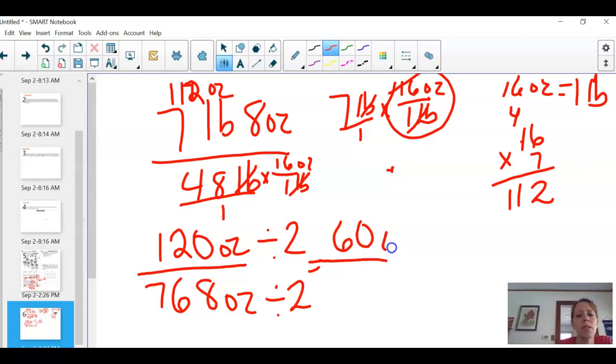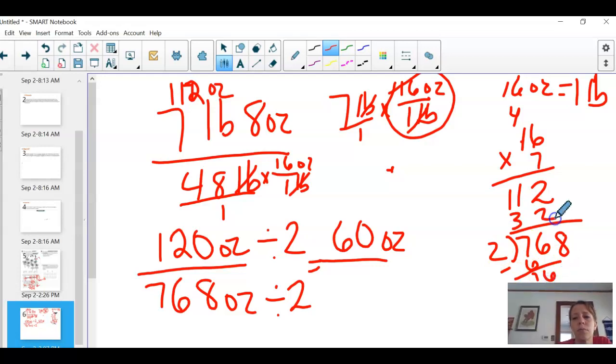That gets me to 60 ounces. 768 divided by 2. My little picture is going to be in the way there. So, sorry, that should be an 8.